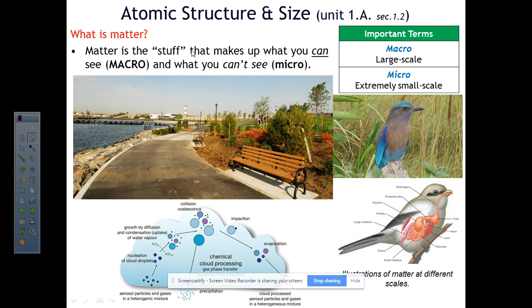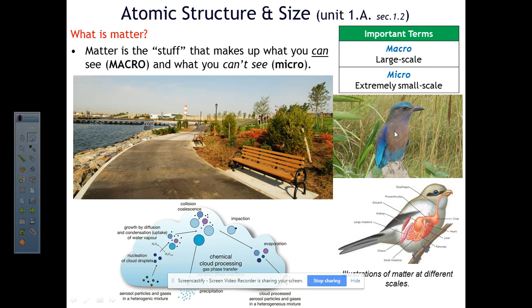So the first question we'll start off with is, what is matter? Matter is the stuff that makes up what you can and cannot see. What you can see is the macro scale, versus what you can't see, the micro scale. The macro scale would be like the bench, the trees, the water. You can see all these things, so you know it's there, it exists, right? But what about the stuff that you can't see? How small does matter go?